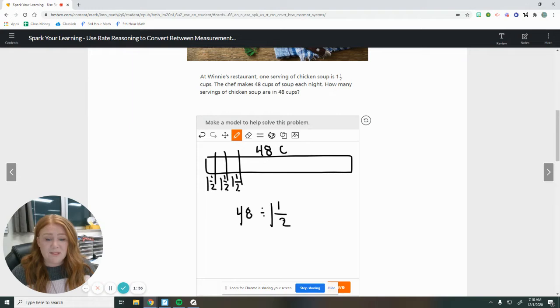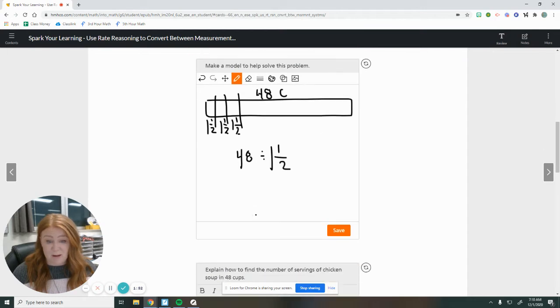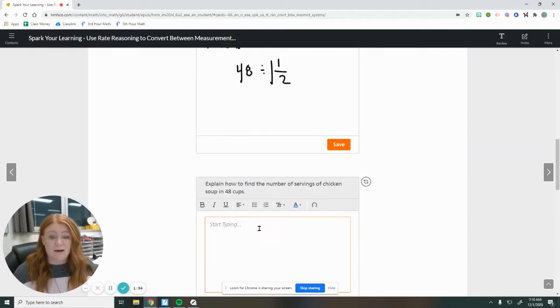So when you're making a model, you don't have to draw the whole thing out. Your model is just helping you see what you are doing. So once I can see this pattern of repeatedly taking things away, then I can see that that is a division problem. So here I would explain that I would take 48 and I would divide it by 1.5. And to divide by 1.5, you're going to need to make it an improper fraction.